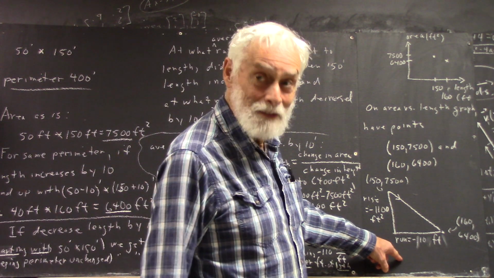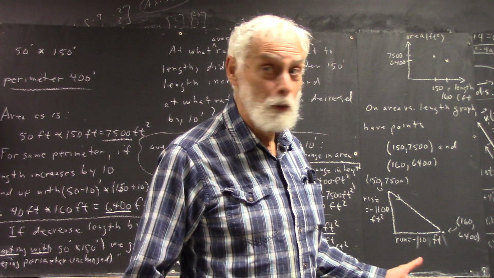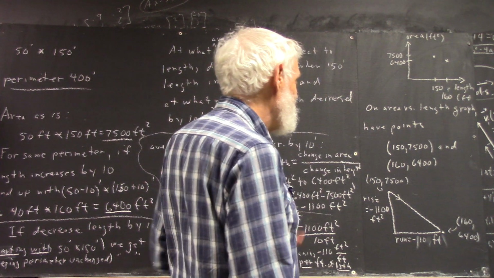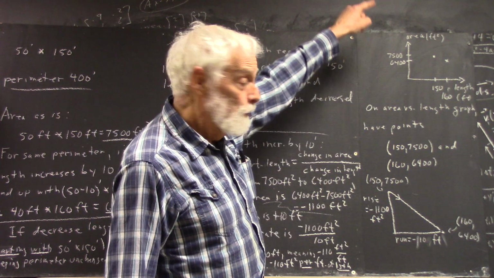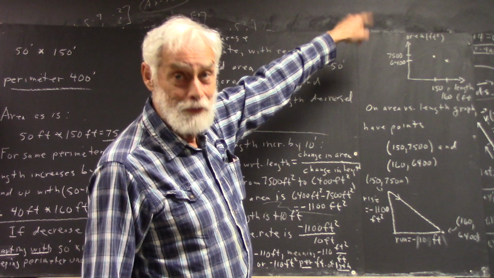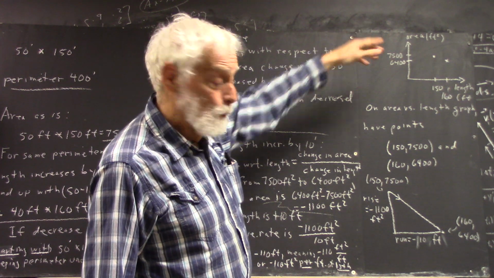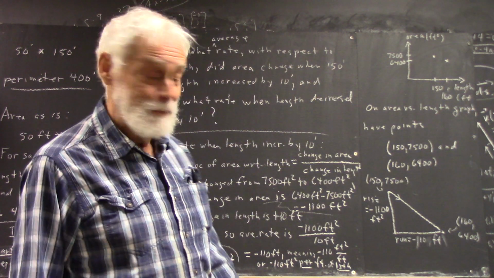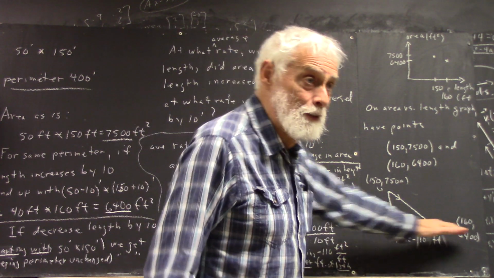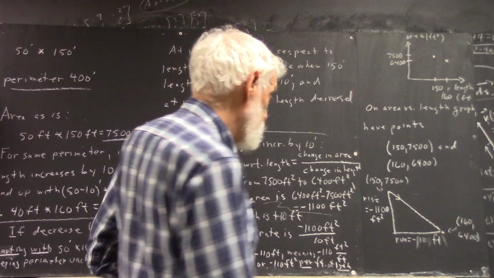So, I started to calculate rise over run. It was not going to work. Okay? And why is the rise in square feet? It's because the vertical coordinate is your area. It's in square feet, right? And why is the run in feet? Because the run is length in feet. And the run goes in the direction of the horizontal axis. The rise goes in the direction of the vertical axis.